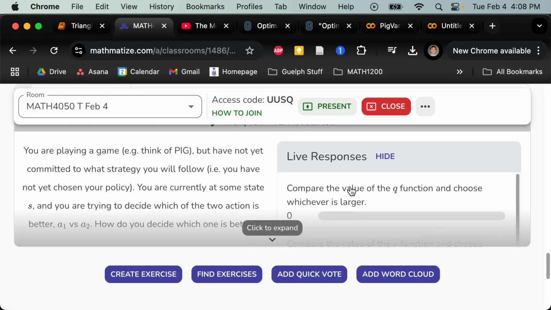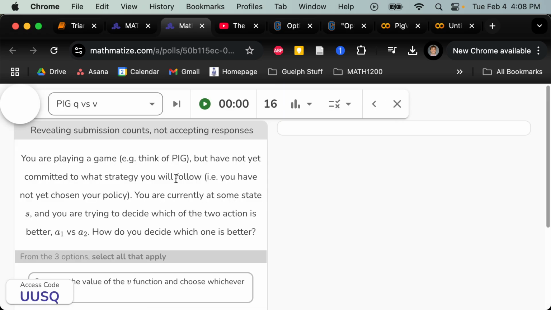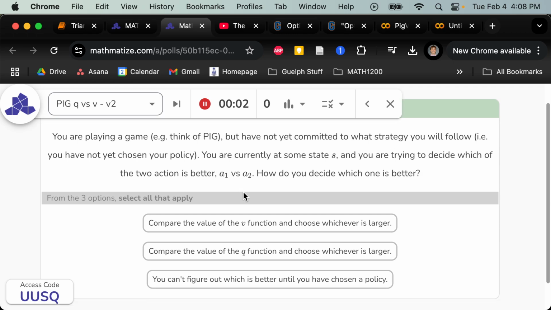Duplicate this thing and present. And I want Q versus V, V2. So it is not this one. It does not compare the values of the Q function and choose whichever is larger. I'll let you think for another minute. Okay.